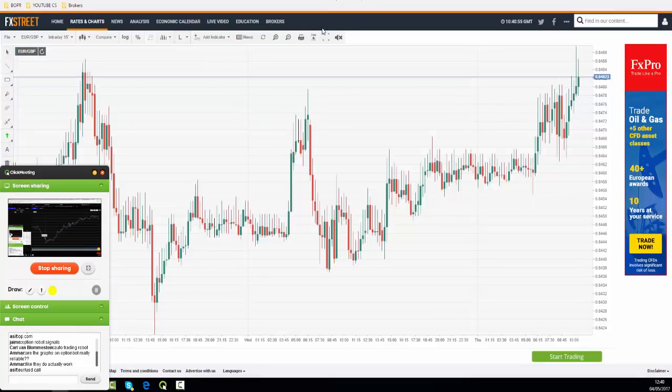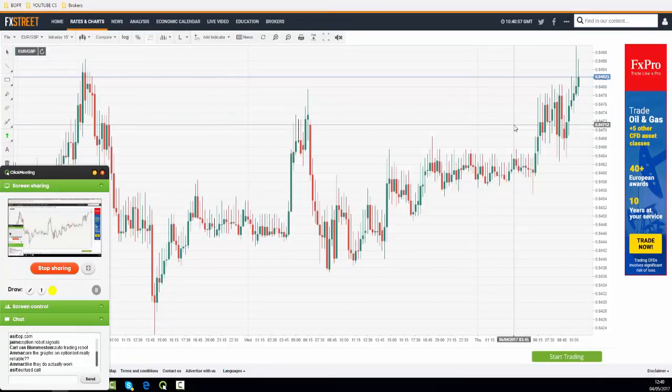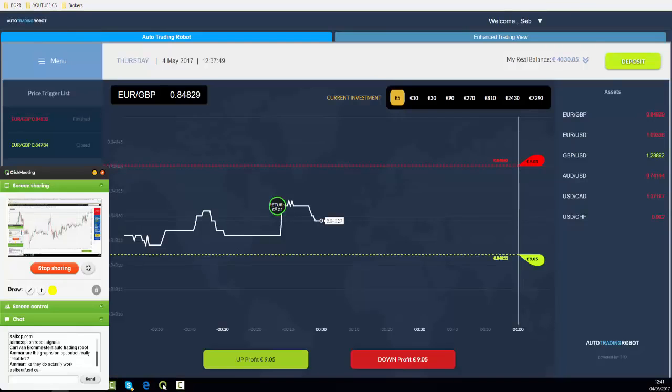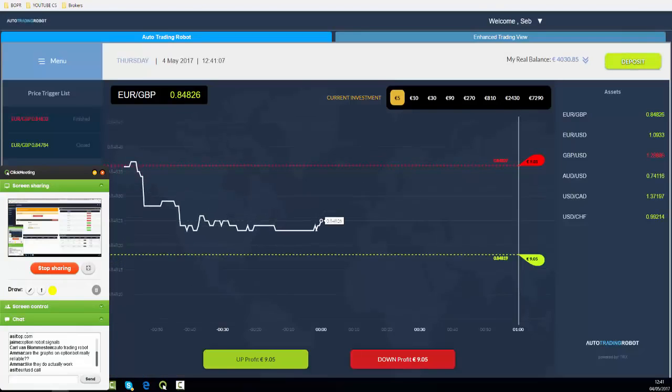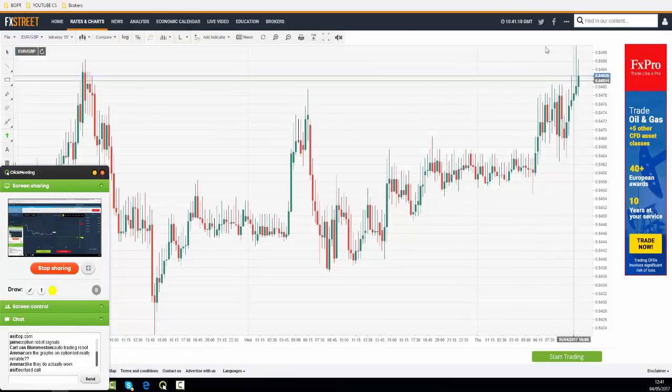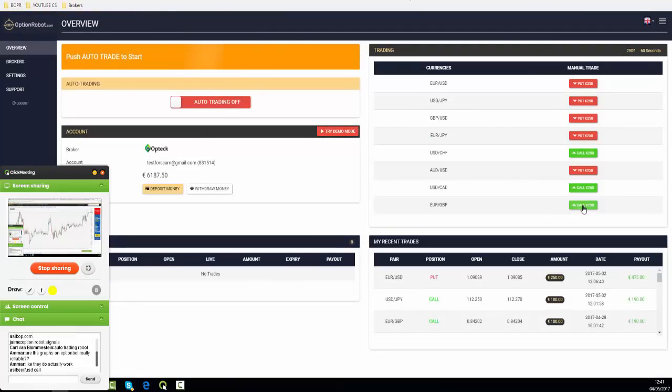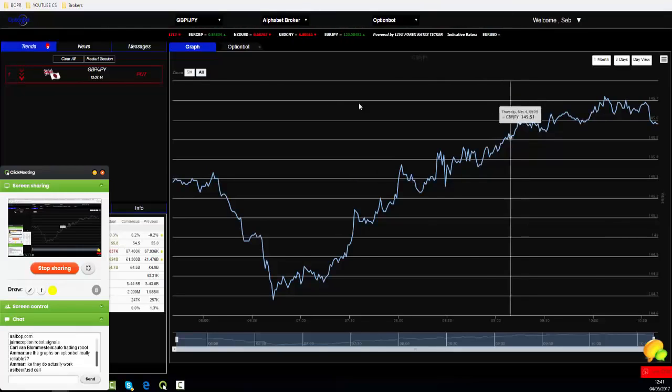Now you can obviously do that here as well, because it's candlestick. My personal preference is using FX Street, just because then I can actually deeply analyze the candlestick, the way it's actually going. Now, as you can see here, for a very clear example, it is going up, and Option Robot has given us a call. So I'm going to be placing a call right now on Option Robot. I'm going to do it now, yes, at 0.84826.